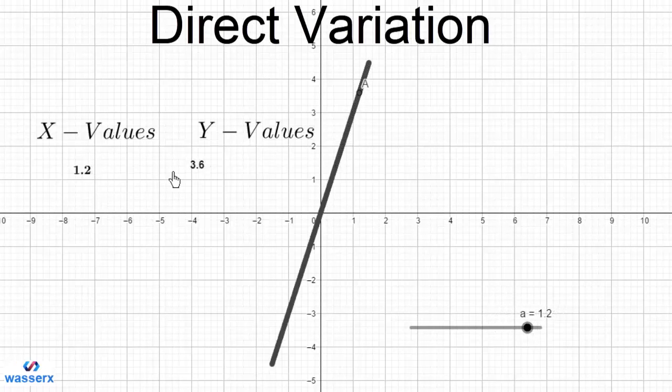As it is increasing, the values of y are also increasing. Now it is reducing, and the values of y are also reducing. It is increasing again, and the values of y are also increasing. So the slope of this line is positive, and that is one of the examples of the graph of a direct variation.